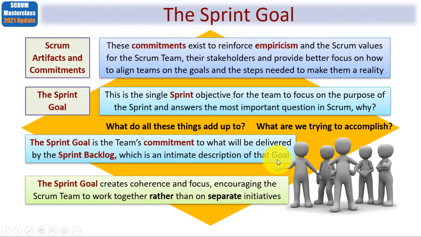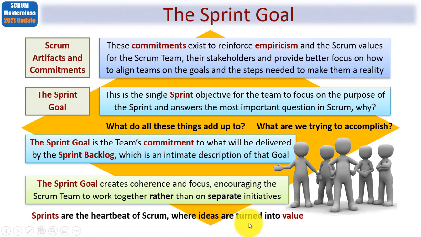So the sprint goal is there to help create coherence and focus, and encourages the Scrum team to work together rather than to scurry around on separate initiatives. And do remember that sprints are the heartbeat of Scrum, where ideas are turned into value. And remember that Scrum is founded on empiricism and lean thinking, whereas empiricism asserts that knowledge comes from experience and then going on to make decisions based on what is observed, whereas lean thinking reduces waste and focuses on the essentials. So before we leave the sprint goal, let me just summarise.